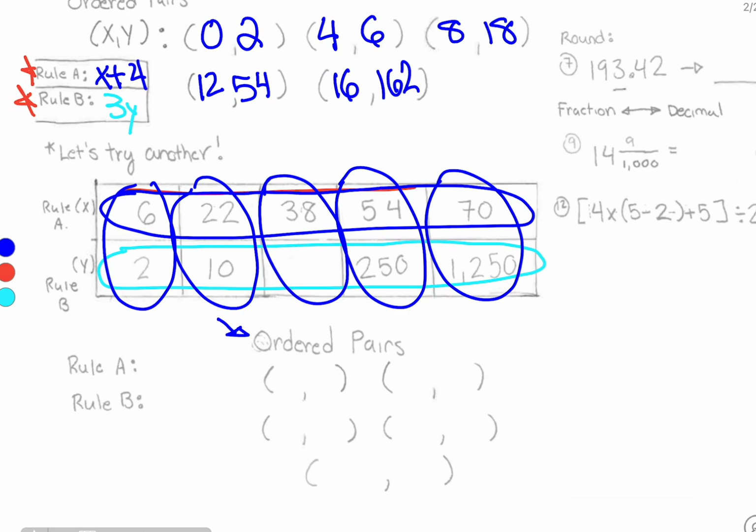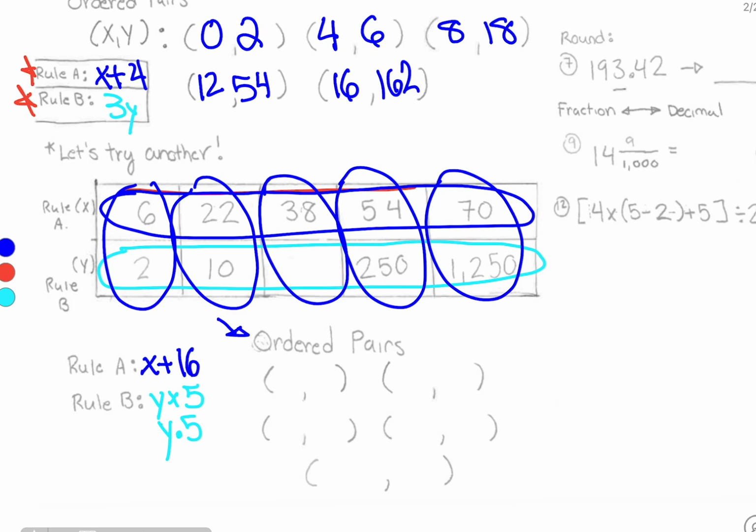If you paused the video, you're back. That must mean you figured out the rule. The rule for rule A is you are going to take all of your x numbers and add 16 to them. 6 plus 16 is 22, 22 plus 16 is 38, 38 plus 16 is 54, and 54 plus 16 is 70. And my rule for rule B is, for my y, I'm going to times 5. I'm going to times my y by 5, or y times 5.